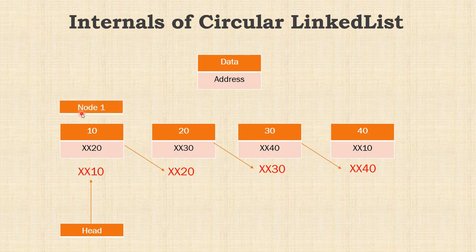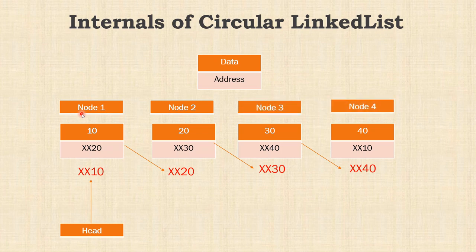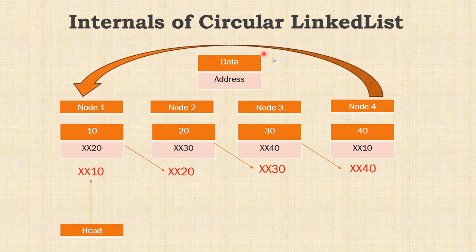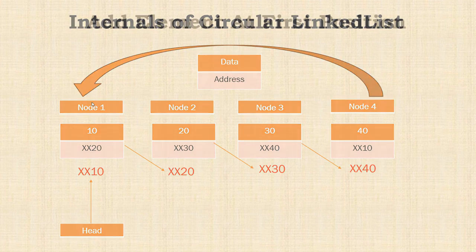So this is first node, this is second node, this is third node, this is fourth node, and see, this fourth node is pointing to first node. So it's creating a circle from node 4 to node 1. So this is the internals of a circular linked list, how a circular linked list internally works. Hope you understood all the points.